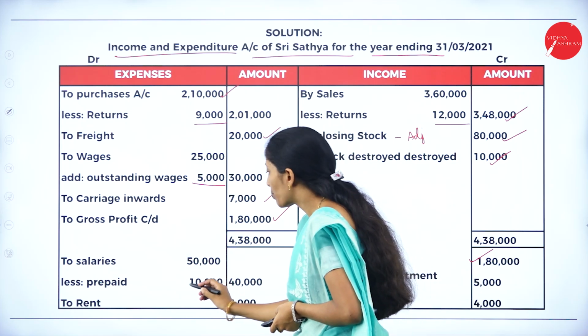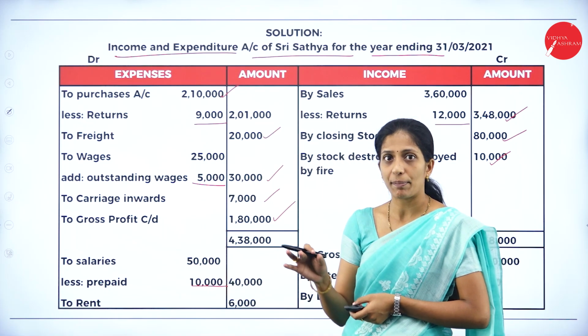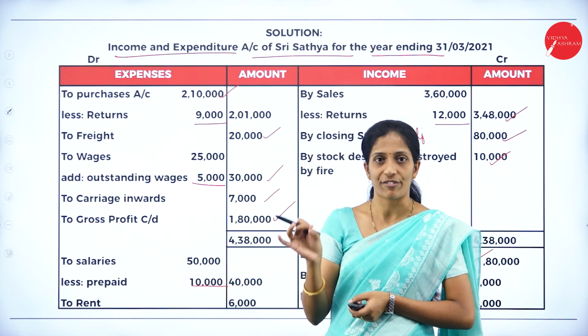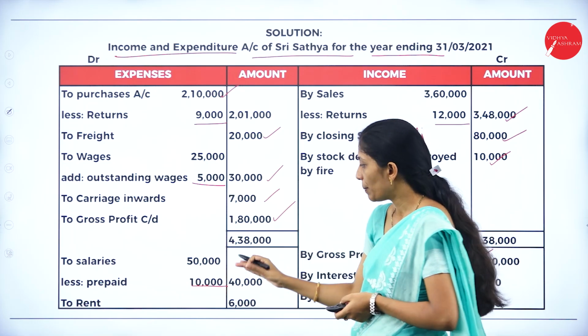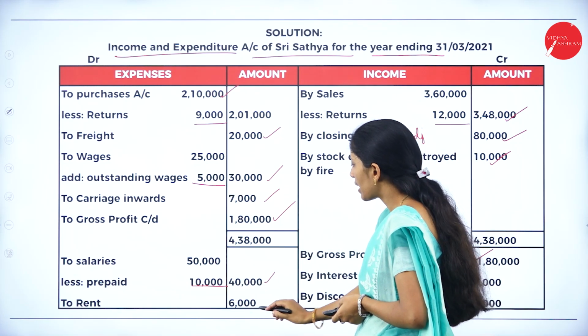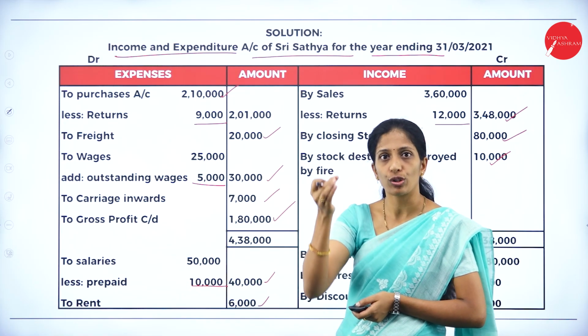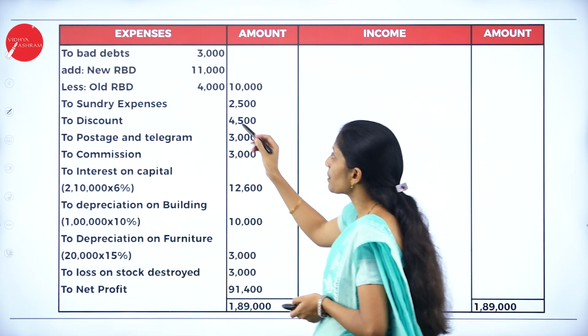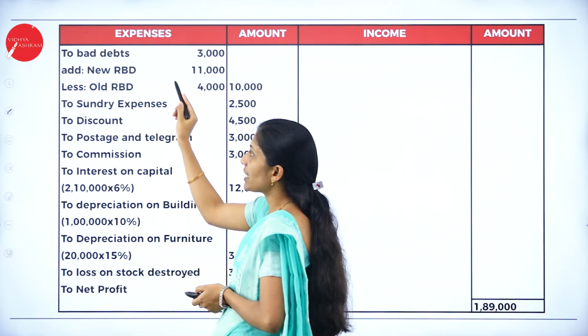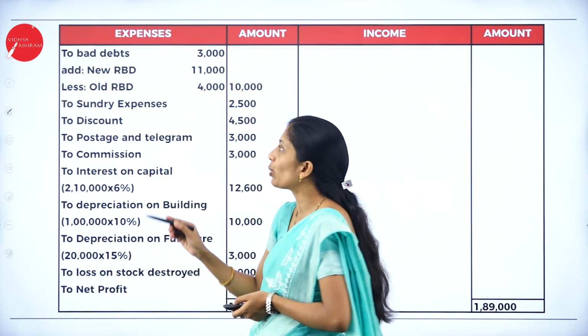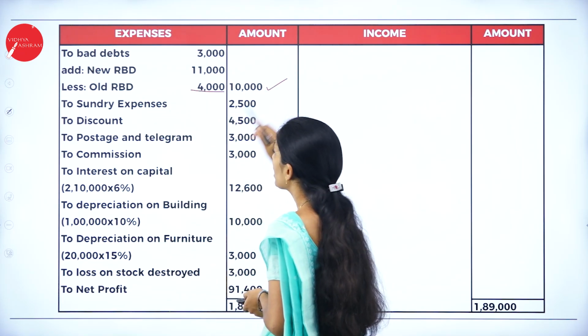Now, salary, prepaid you have to minus. Always remember, anything outstanding you have to add. Prepaid you have to minus and write here. Next, rent we have. These items will get in your trial balance. So, go through one by one. Next, bad debts. For this adjustment is there: add new RBD minus old RBD. So that you have to be careful.